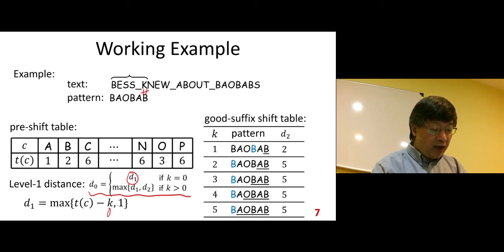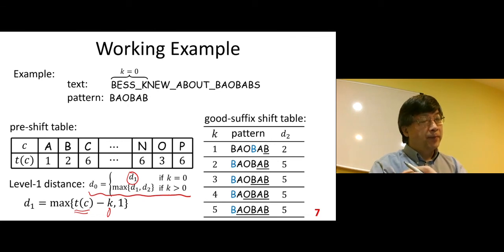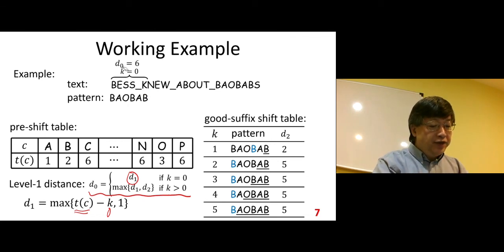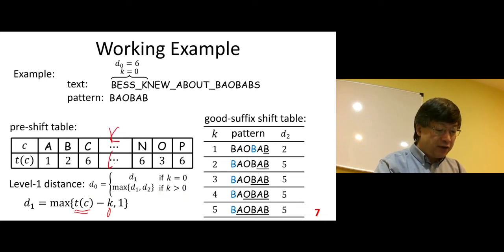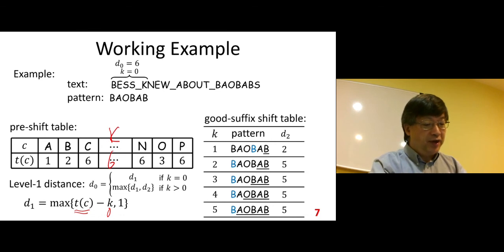The good suffix length is 0, so we should take table T of C. K equals 0. So D0 equals D1. That D1, T of C, is 6 because K is here. So D0 equals 6, and we should jump 6 steps.